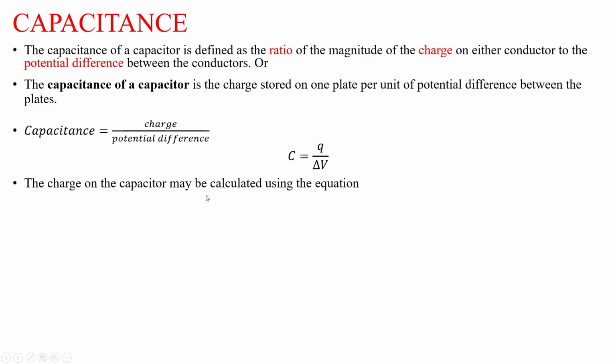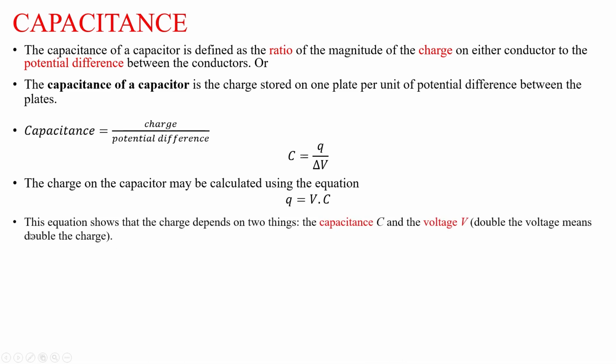The charge on the capacitor may be calculated using the capacitance. Using this equation we can also find the charge. So Q is equal to the product of potential difference and capacitance. This equation shows that the charge depends on two things, that is capacitance and the voltage.